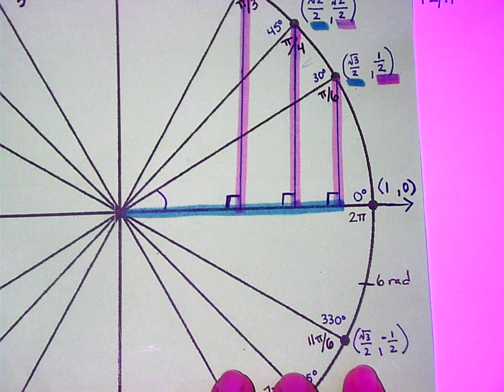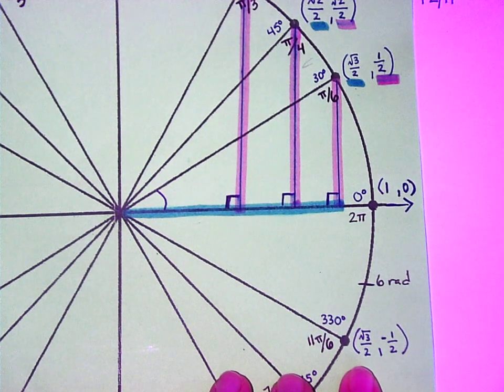Where did you get the negative square root of 3 over 2? You said negative 30. Talk to your team. Negative 30 degrees, it's just going down. Talk to your partner right now. Show them where negative 30 degrees is.